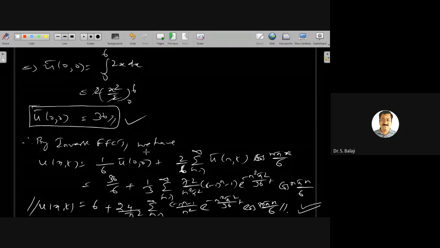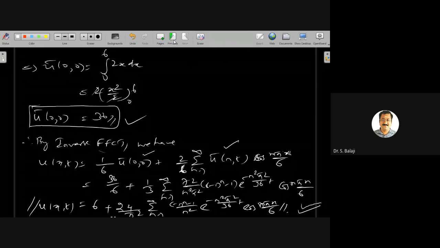One thing is important for the finite Fourier cosine transform. For the inverse, you have to get u bar of 0 comma 0 and u bar of n comma t, with the 24 by pi square factor and summation to infinity, and so on. Do all of you understand here? Okay.